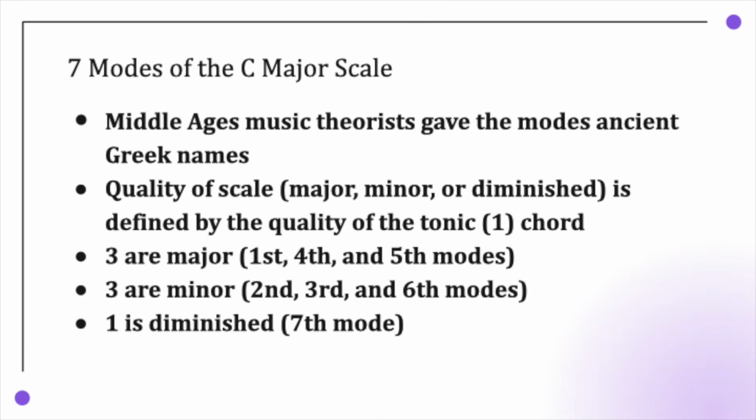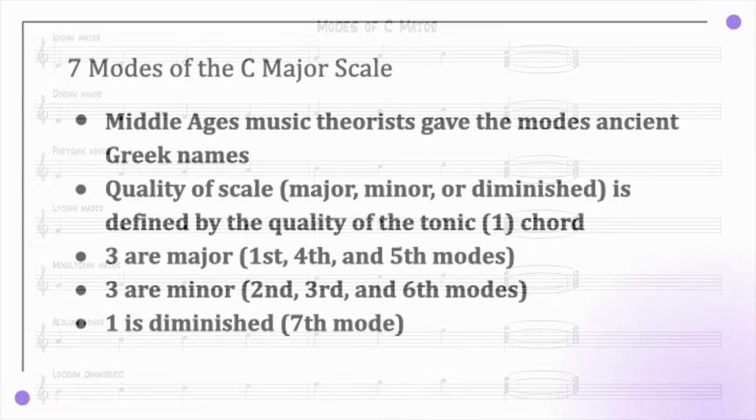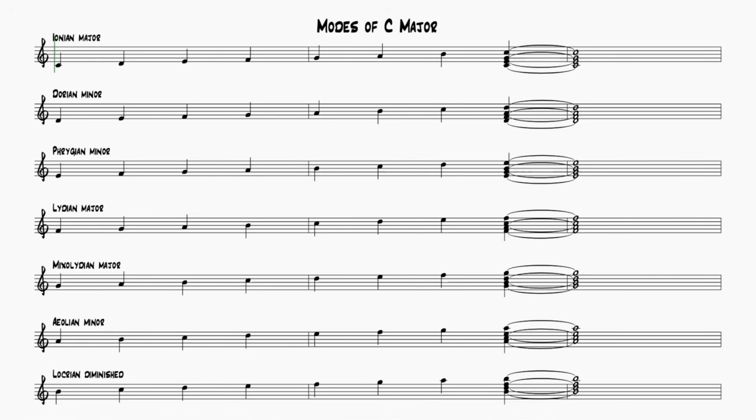For some reason, medieval music theorists gave the modes ancient Greek names. Most are major or minor, depending on the quality of the tonic chord in each mode. One is diminished. You might have seen our modes organized something like this, with each mode starting on a different degree of a single major scale.